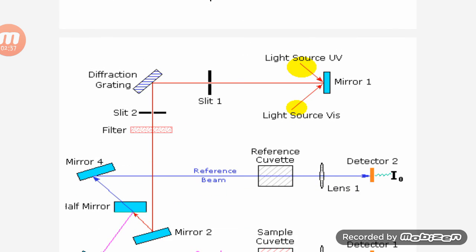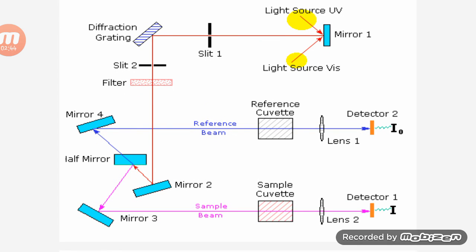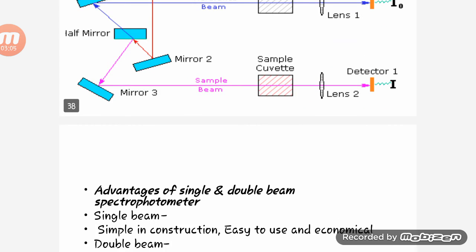So here you can see how the four mirrors are used and how it is known as double beam, because the beam is coming from two sides and they are combined to form a double beam UV spectroscopy.